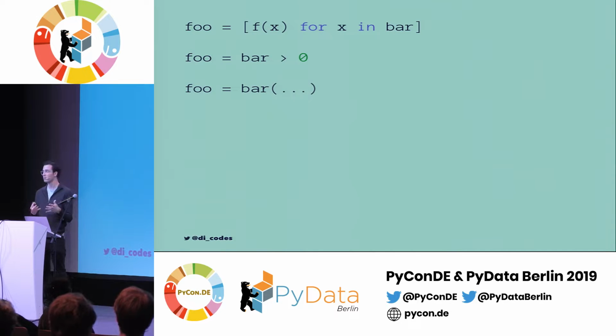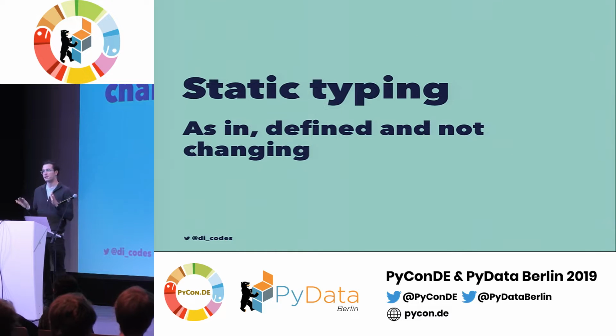In the second example, I'm comparing bar to 0. Maybe bar is a number or something that's comparable to 0. And in the last one, I'm calling bar with some arguments. So in the last one, bar could be a function. It could be a class. Usually we name it differently with a capital B if it was a class, but it's ambiguous, right? I don't actually know what the type of that object is. It could be anything.